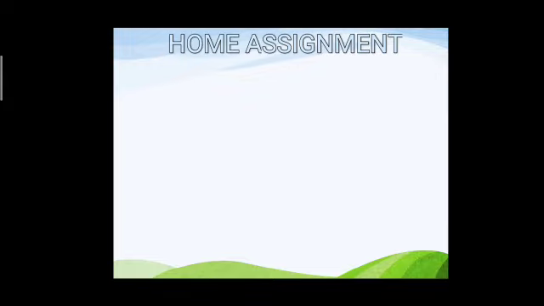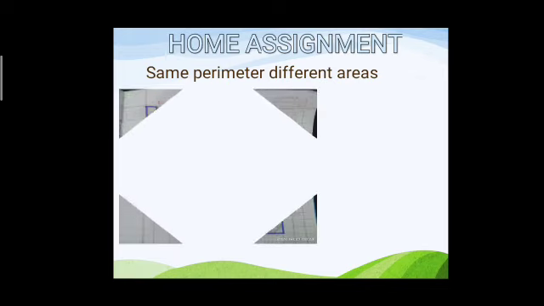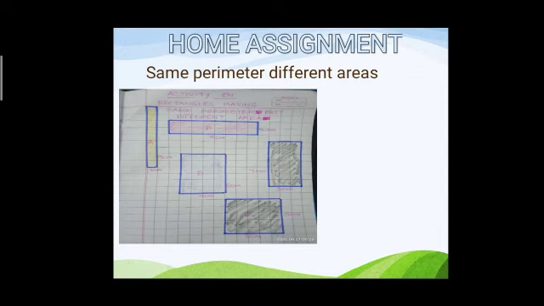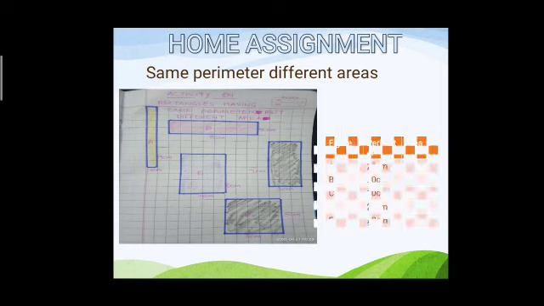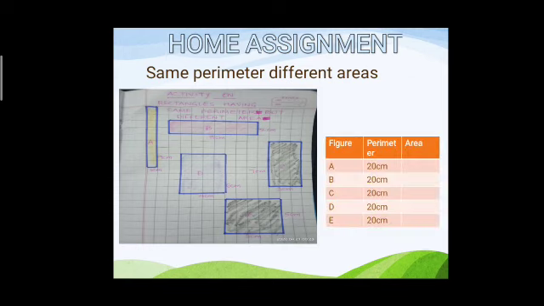So students, I am also assigning you some home assignment. In this, the same perimeter has different areas. Here you can see a figure in which we have the same perimeter for all the 5 figures. Here you have to find out the different areas of it.